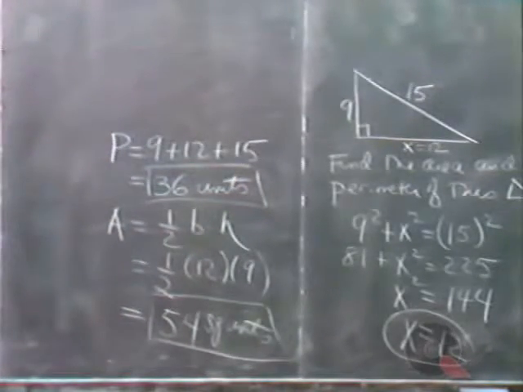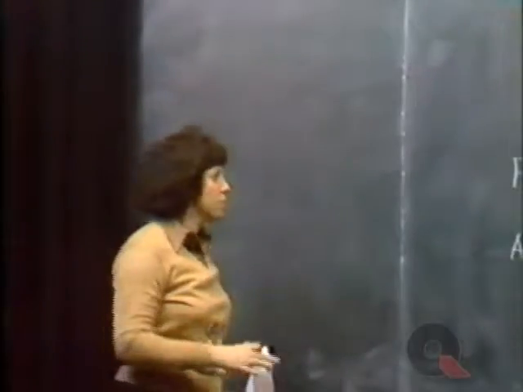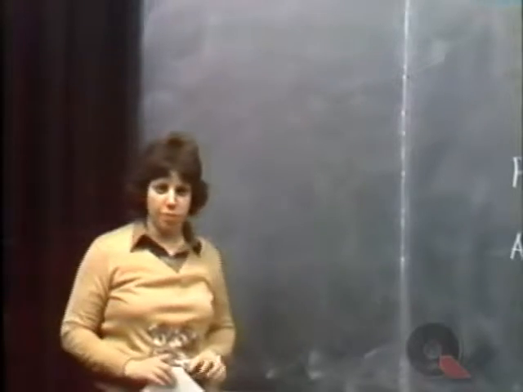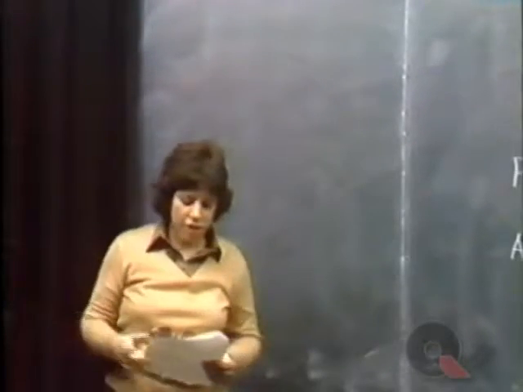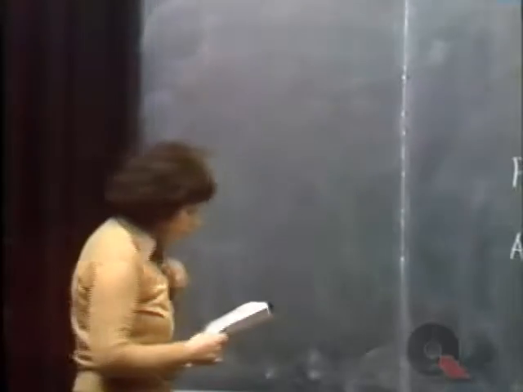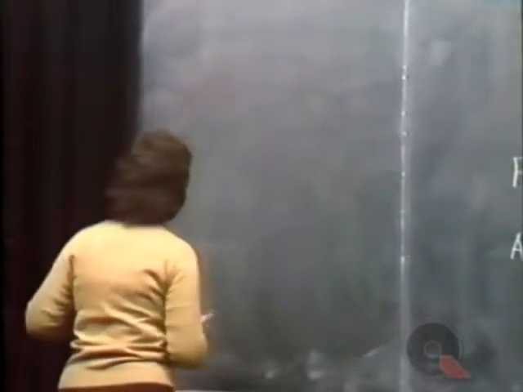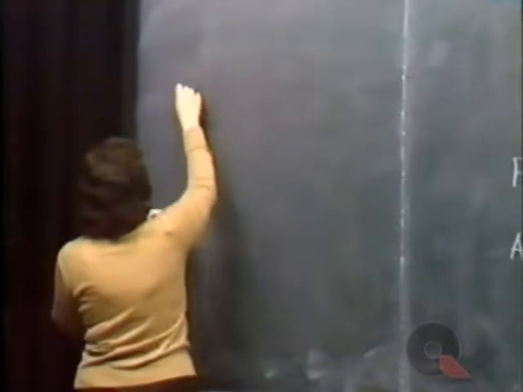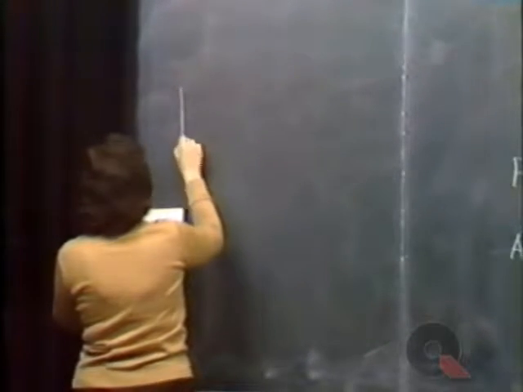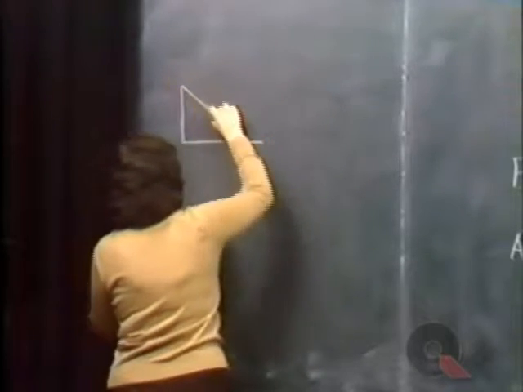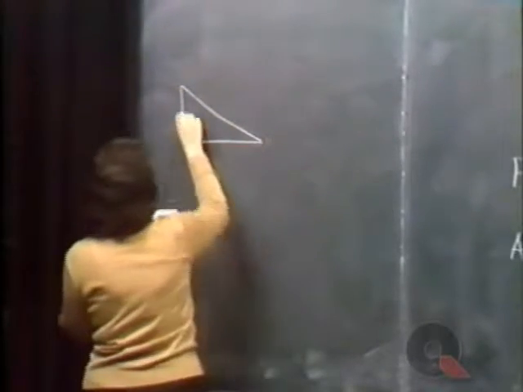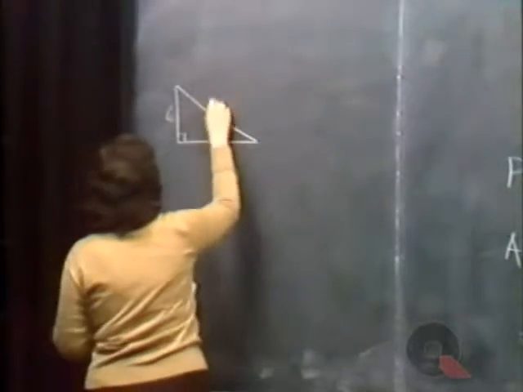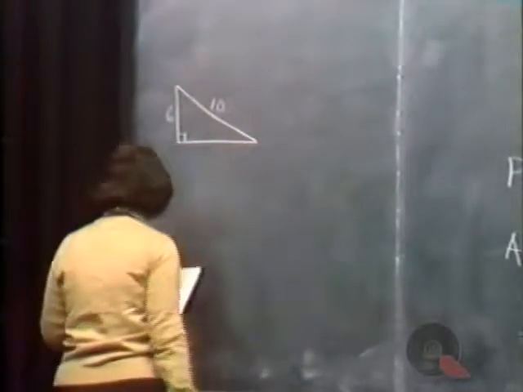I would like to finish up this videotape with another example which combines both the similar triangles that we studied earlier and the Pythagorean theorem that we've just learned, and also a little area and perimeter as well. Okay, I'm going to construct a triangle in the following fashion. I'm going to start with a right triangle, like so. I'm going to tell you that this leg has length 6, and the hypotenuse has length 10.